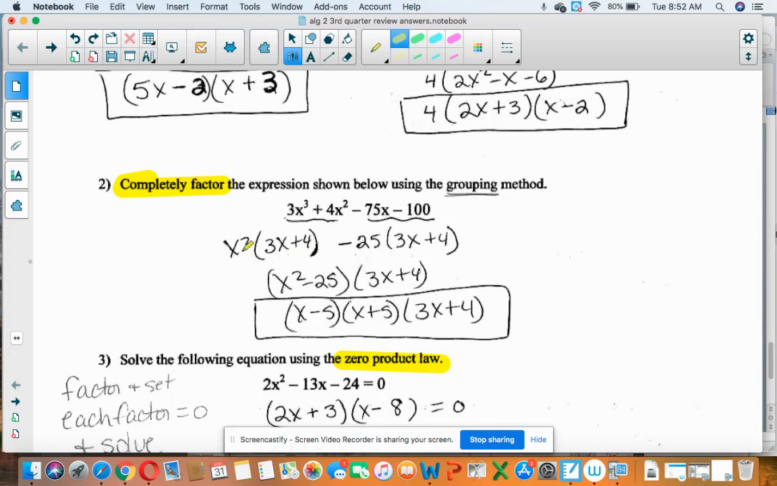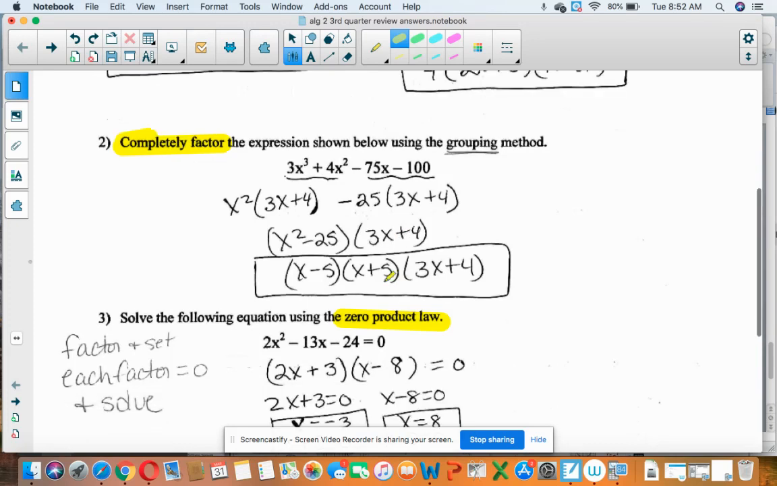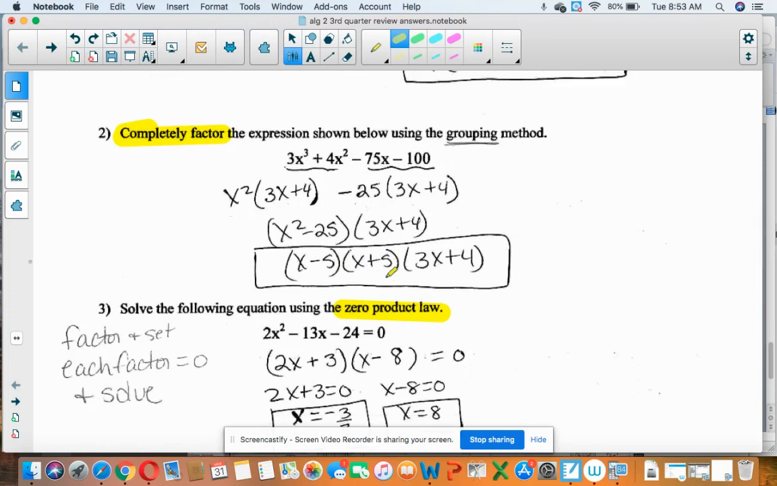And then all I do is the factors that I pulled out get combined together. X squared minus 25 is a factor. And then the 3x plus 4 that they had in common was a factor. The x squared minus 25, you do have to recognize is the difference of 2 perfect squares. So that just factors to x minus 5 and x plus 5. So that's my answer right there.